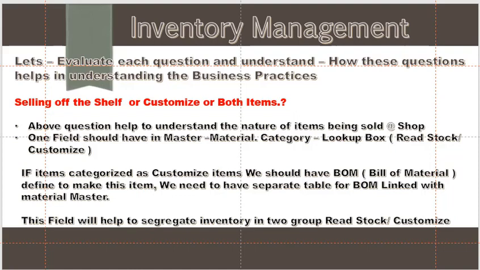If an item is categorized as customized, we should have a BOM, bill of material. For example, if I create an electrical panel and the category is customized, then we must have a bill of material: how many items I need to prepare this item. So we need a separate table for BOM to link with the material master. This field will help us segregate inventory into groups: ready stock and customized items.